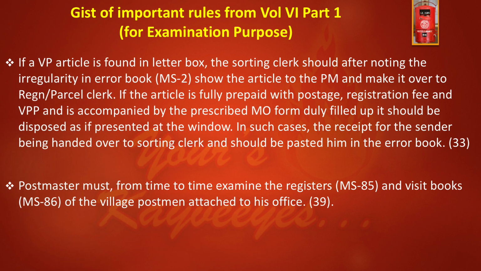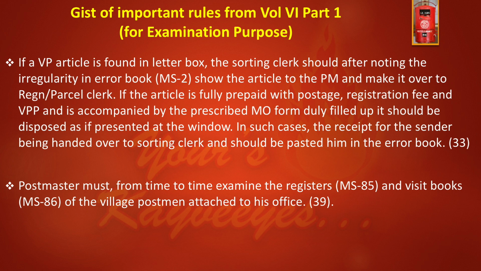If a VP article is found in the letter box, the sorting clerk should, after noting the irregularity in the error book being maintained in the form of MS2, show the article to the postmaster and hand it over to the registration and parcel clerk.